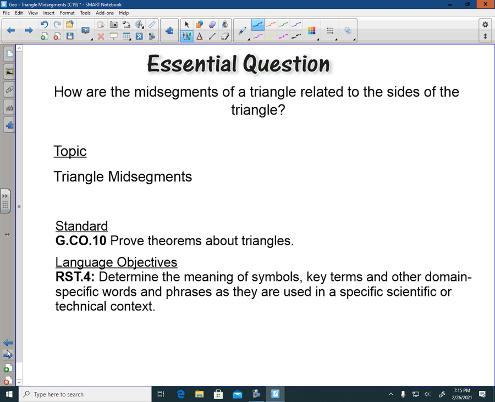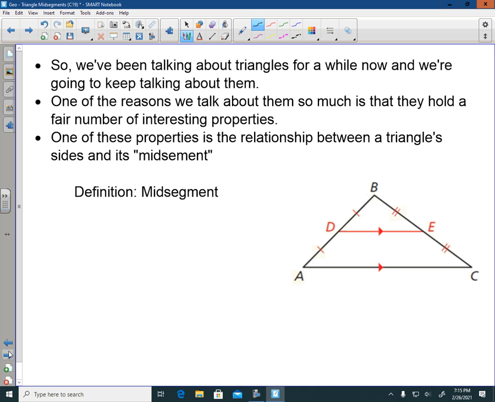Make sure that topic makes it into the table of contents of your notebook, and let's do this. So we've been talking about triangles for a while now, and we're going to keep talking about them for a while now, so enjoy.